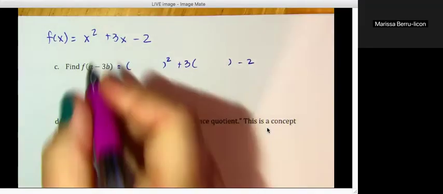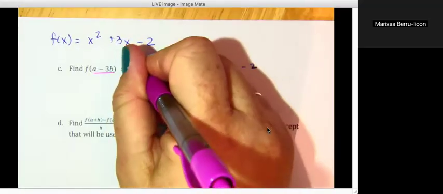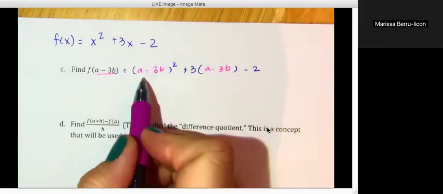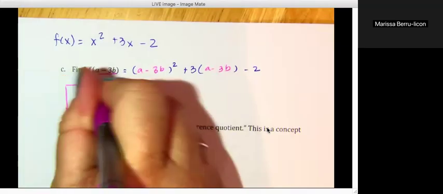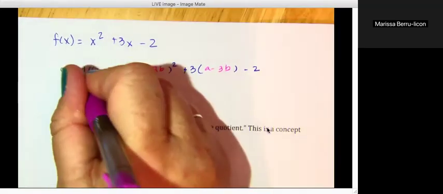And then we're plugging in this a minus 3b. So a minus 3b, a minus 3b. And again, when I square that, I can either use FOIL or the box method like I just demonstrated. I'll go ahead and demonstrate it again.